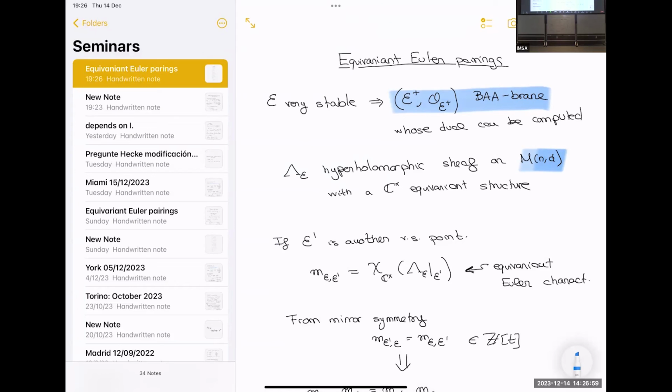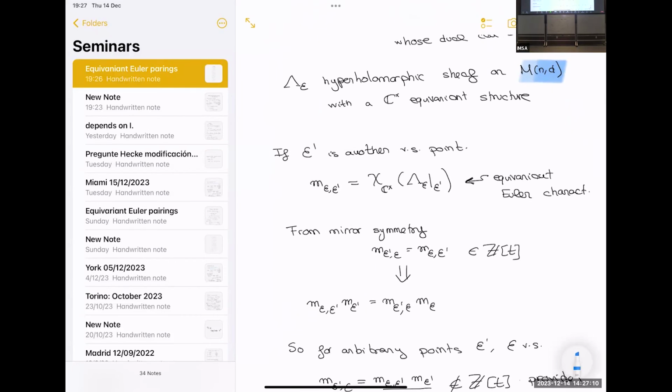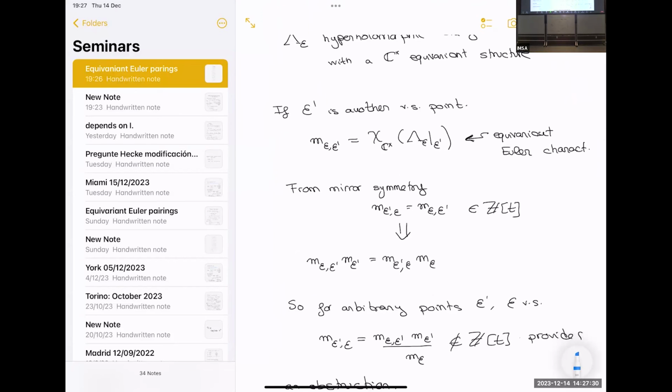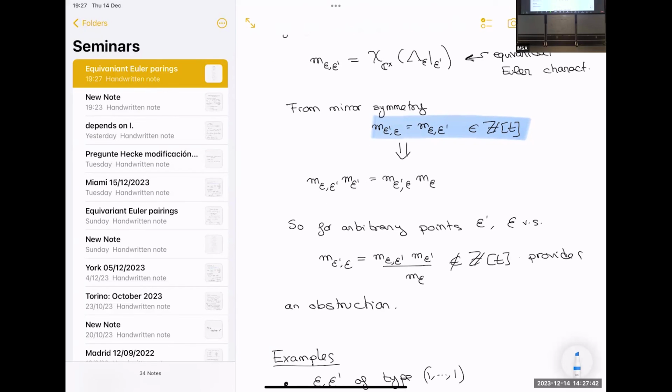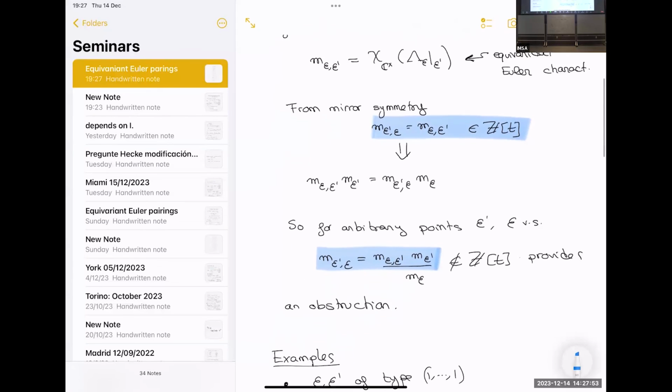Right, so there are some equivariant Euler characteristics that one can compute in some cases. So this is the virtual Euler pairing of, say, two very stable points. It's not quite the right way to say it, but it's given by the equivariant Euler characteristic of a given restriction of the hyperholomorphic sheaf. So the important thing is that, for mirror symmetry, one can argue that these have to be polynomials when points are very stable. And there's an expression that relates the Euler pairing of E and E tilde with the Euler pairing of E tilde and E in these terms.